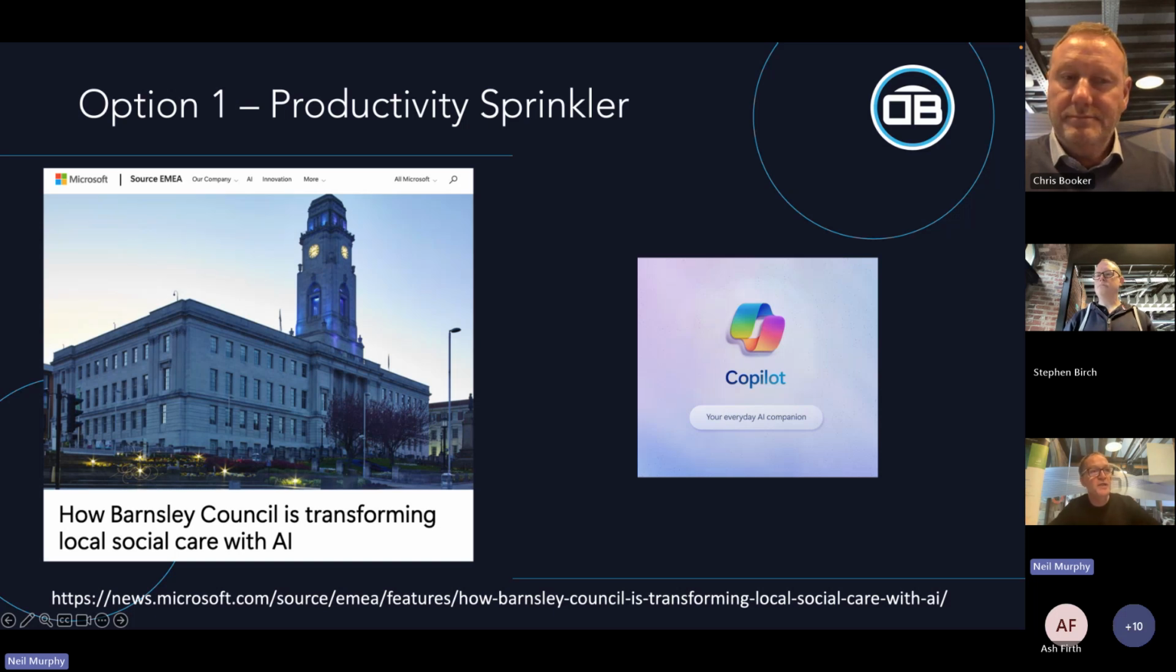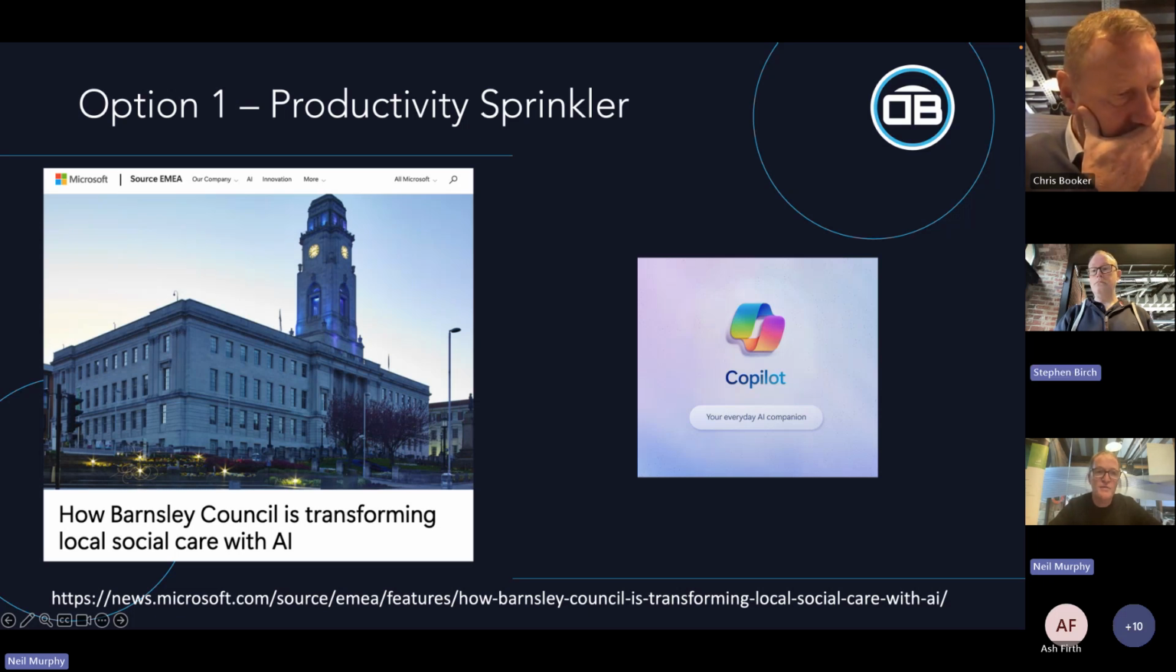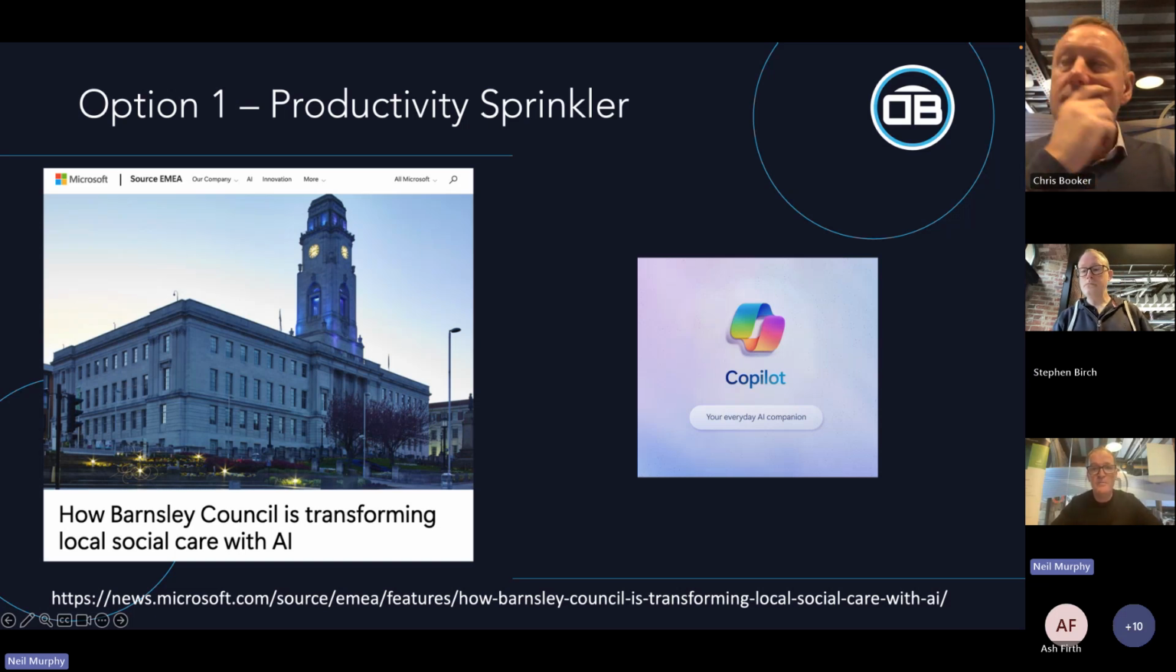And what's interesting here, I've included the link to the official Microsoft propaganda around this. The headline is interesting. It says how Barnsley Council are transforming local social care with AI, and it is a really nice use case. What's interesting though is they didn't set off to do this. They didn't start off with a project to say let's transform AI. What they did was they've adopted the sprinkler model. They put it all out there. I'm sure they've done a really good deal with Microsoft in terms of how this licensing works, because they're from Barnsley and we're quite careful with our money.